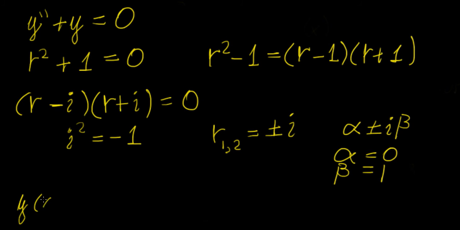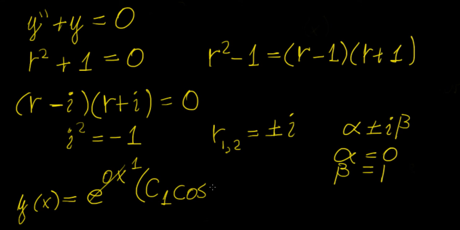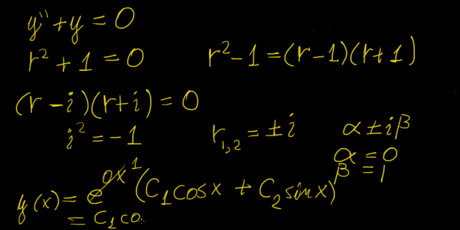So the general solution is going to have the form e to the power of alpha x. Alpha is 0 in this case, so that's going to be 1, times c1 cos beta x, so that's going to be 1x, plus c2 sine beta x, so that's just x, and this is going to reduce to c1 cos x plus c2 sine x. And that's essentially it. So you can see that there's not much of a science to this. Once you know what the roots are, you can pretty much just plug them into the general solution, and that's going to give you what you need to find.